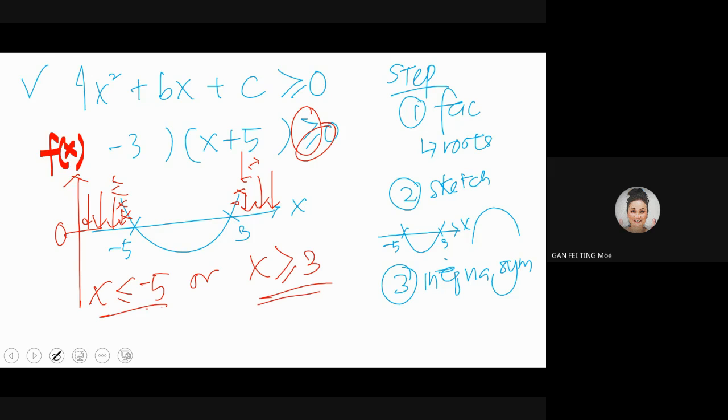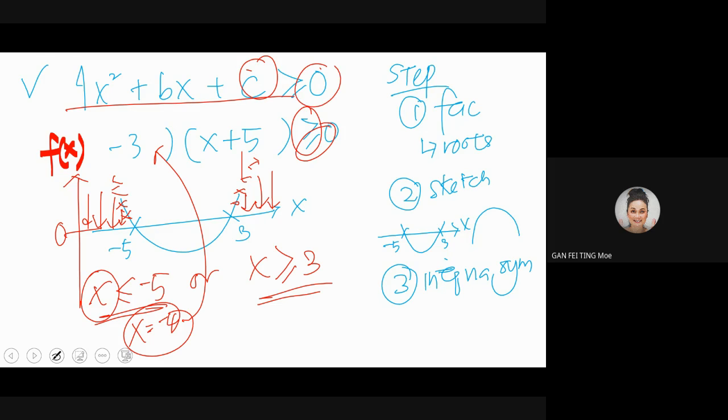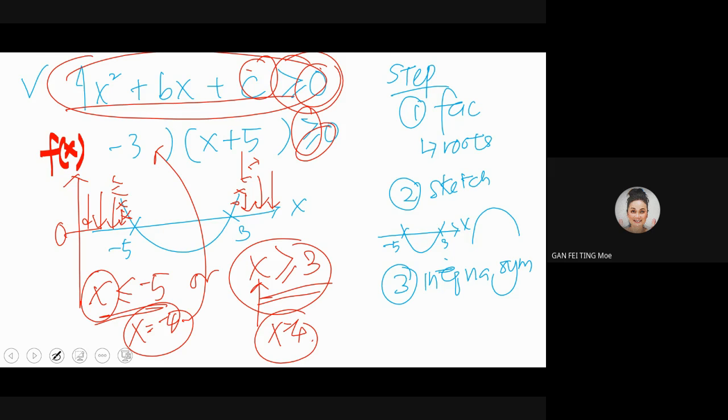Done. So you want to know whether your answer is right or wrong. Get a value which is less than negative 5. Let's say x is negative 4. You replace the negative 4 into your equation and check. The outcome should be greater than 0. Then choose a value which is greater than 3, say x equals 4. Substitute 4 into this equation and check the outcome. That's how you check your answer.